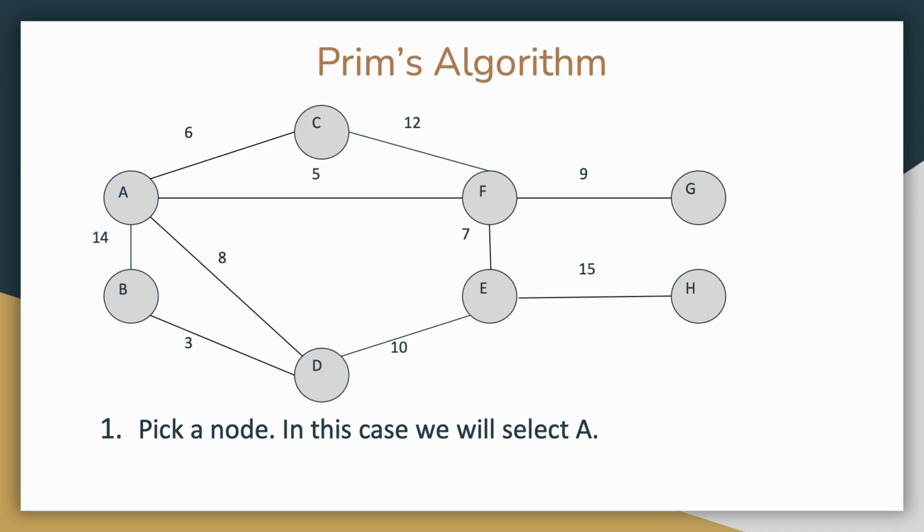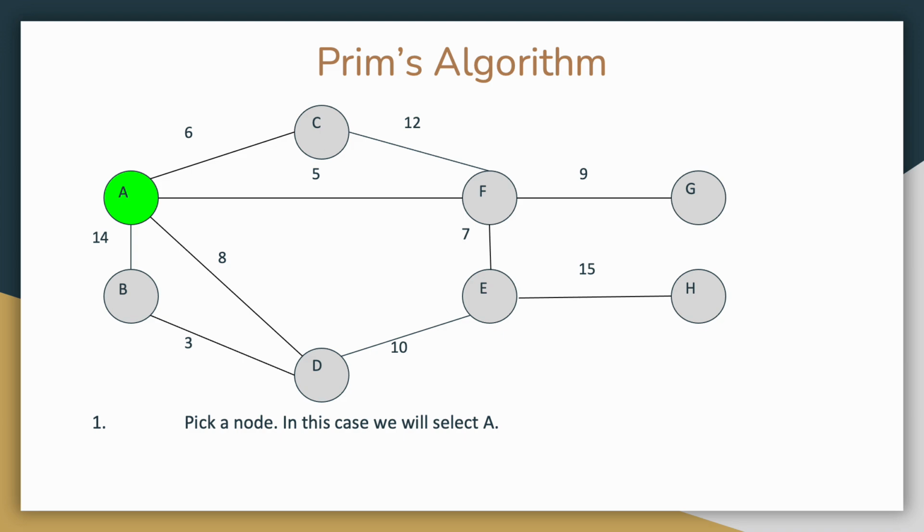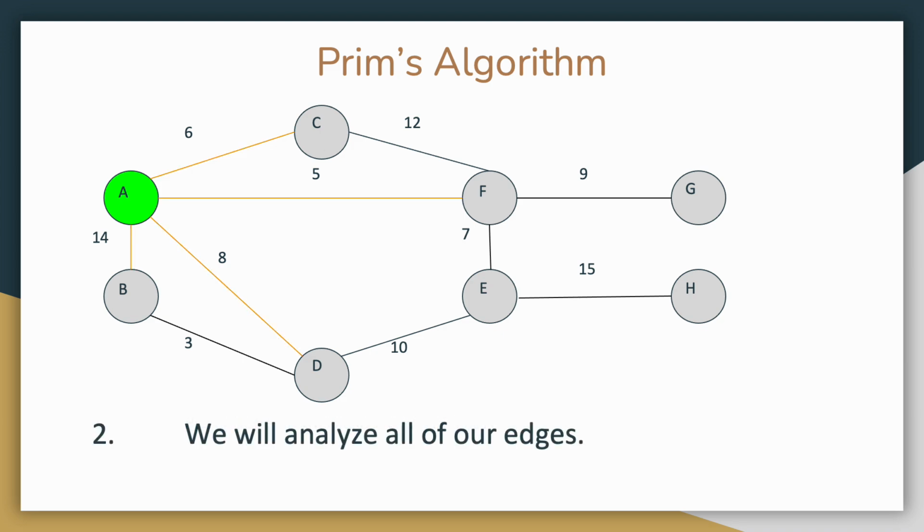In Prim's algorithm, we must select a node. In this case, since we're going in chronological order, we're going to select A as our first node. Once A is selected, we will identify all of the edges A has. In this case, A has 4 edges, and we must pick the lowest costing edge. In this case, we're going to select the edge going from A to F.